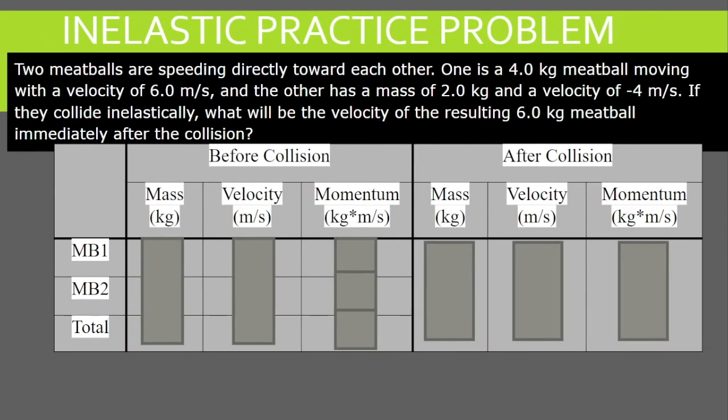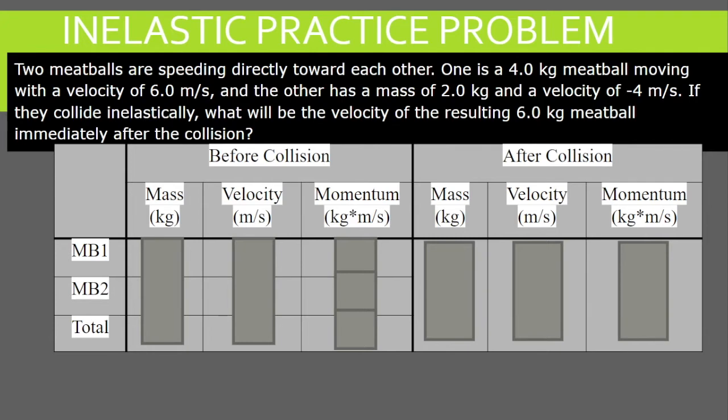So let's take a look at our first example problem here. It says two meatballs are speeding directly towards each other. One is a 4 kilogram meatball moving with a velocity of 6 meters per second, and the other has a mass of 2 kilograms and a velocity of -4 meters per second. If they collide inelastically, meaning that they're going to stick together, what will be the velocity of the resulting 6 kilogram meatball immediately after the collision?